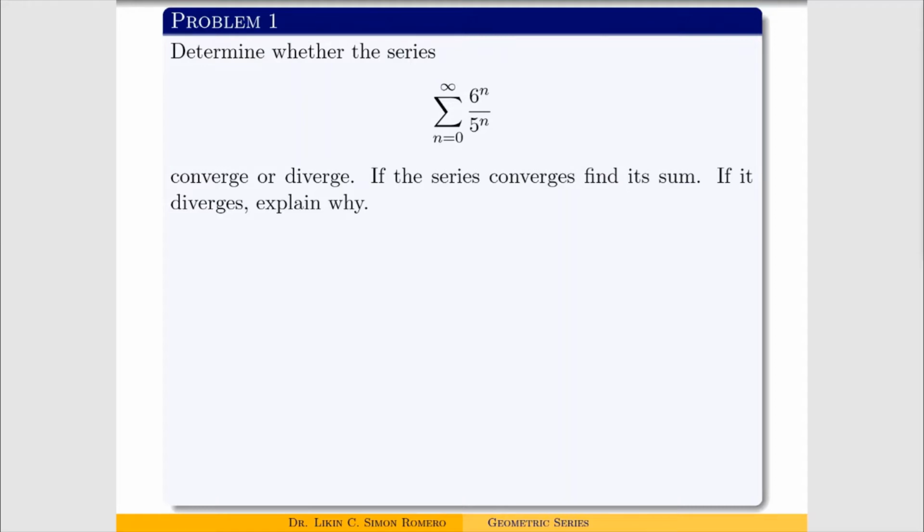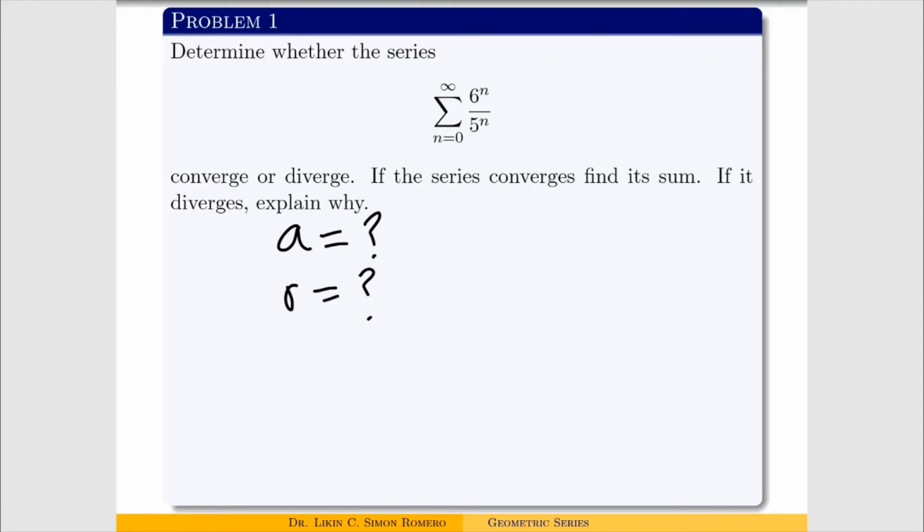All right, so now I want to look at three problems using geometric series. And so we want to determine if this series converges or diverges. So the first one is 6 to the n over 5 to the n. So for this one, we want to figure out what is our a and what is our r. So for this, it might help to write out the first few terms.